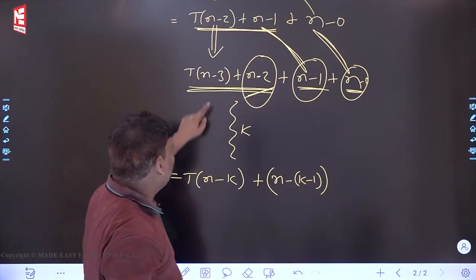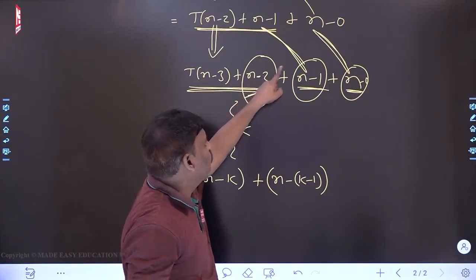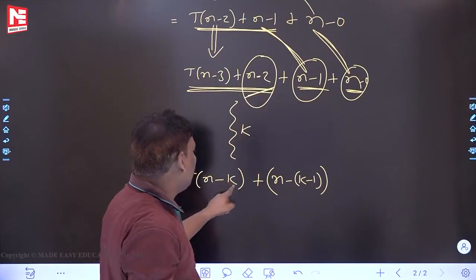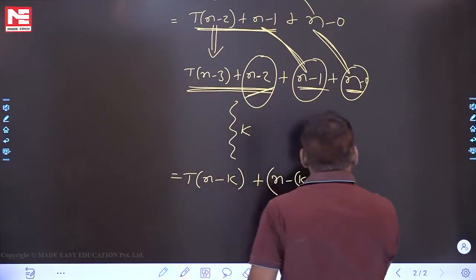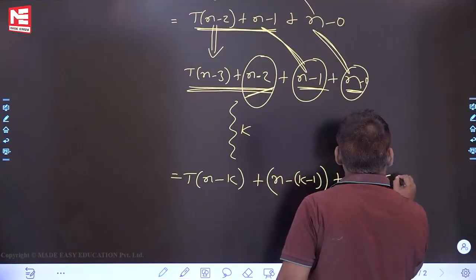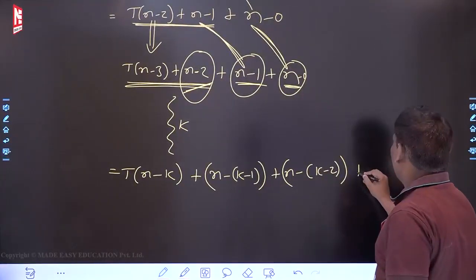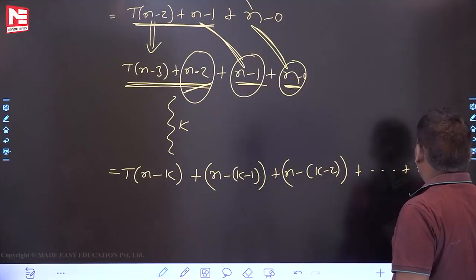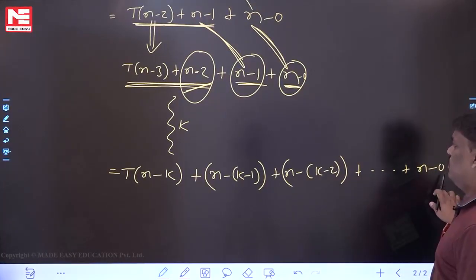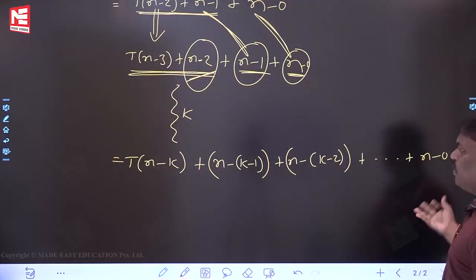Please check. See this one. It is the 3 means it is the 2. It is the 2 means it is the 1. In the similar way, it is the k means it is the k minus 1. What is the next one? N minus k minus 2. Continue like this. What is the last one? N minus 0, like this. If you are okay with the 3 times, you are okay with the k times.